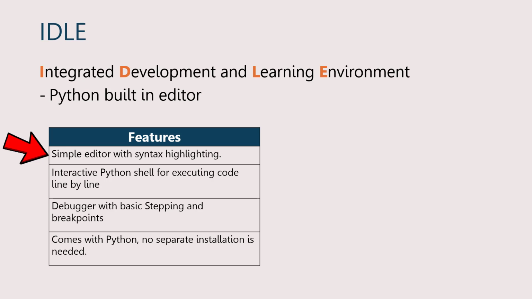Basically, this editor has a feature of syntax highlighting, which means that for a given syntax, let's say you have some difference between the commands or something like strings, etc. That is called syntax highlighting. And at the same time, we also have the interactive Python shell where we can execute our code line by line. It also has debugging capabilities, meaning we can use IDLE for error debugging, and we can also set breakpoints and understand the code line by line.